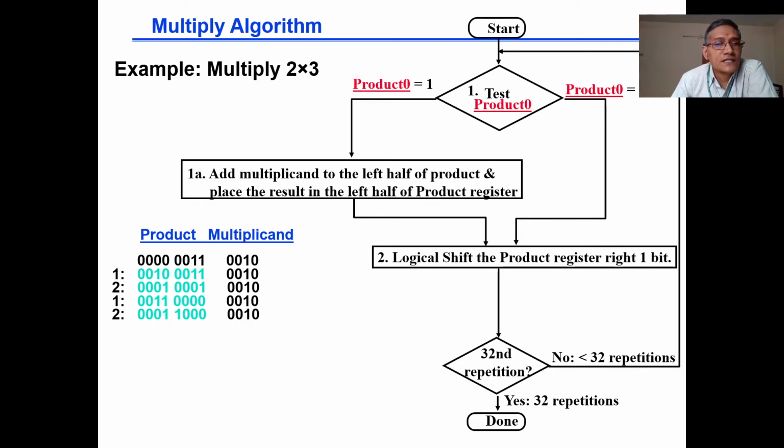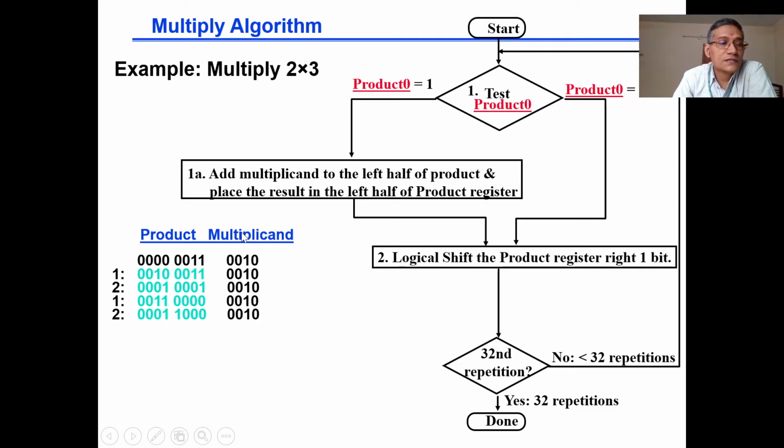So what is the second step? The second step is shift, logical shift right. When you shift logical right, this is the result. So the 1 bit, we are going to shift it, and finally we will arrive at this, the product register value after the second step.